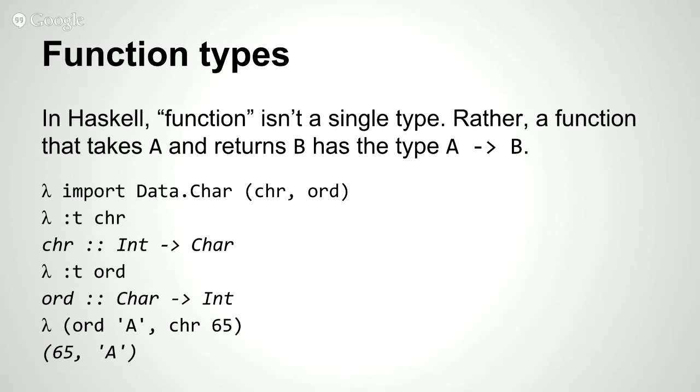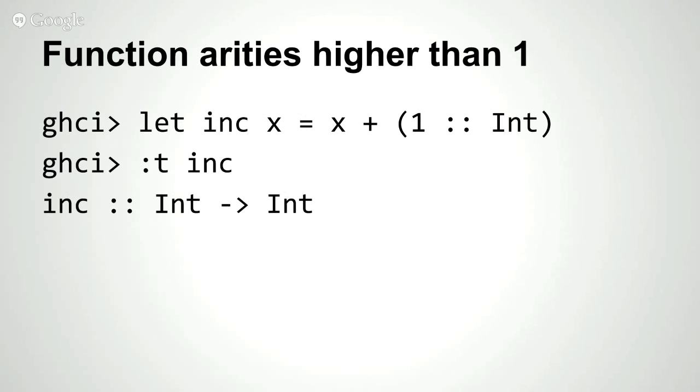So in Python or in Ruby, function is a single type. But in Haskell, there isn't a function type. There are function types. So for every A and B, there's A arrow B, which is the function that takes A's and returns B's. So here are just some examples. They're chr and ord. Those names are like 50 years old, for converting integers to characters and characters to integers, using the code point stuff. That's not too interesting, but I just wanted to show some arrow types up there.